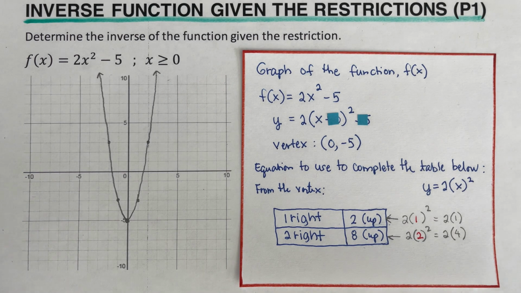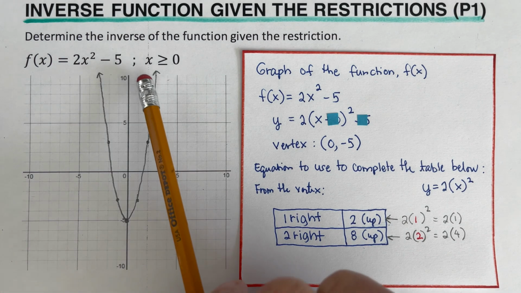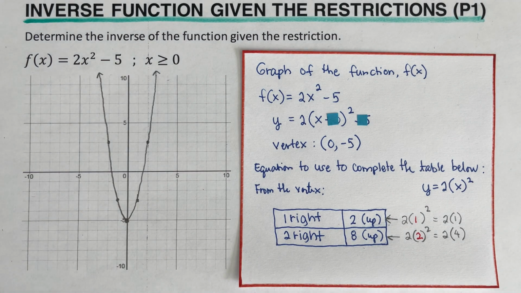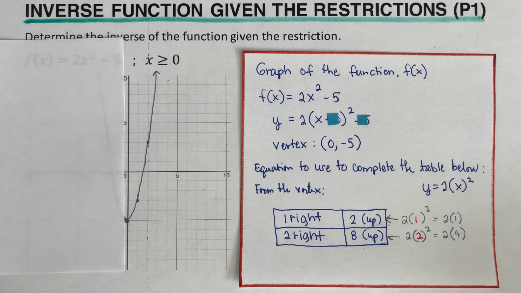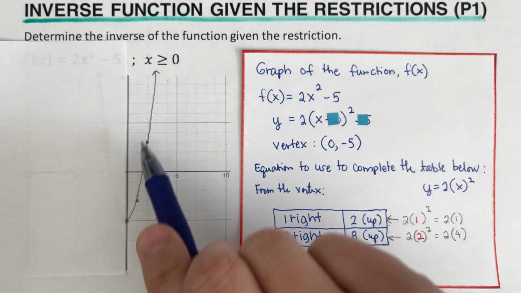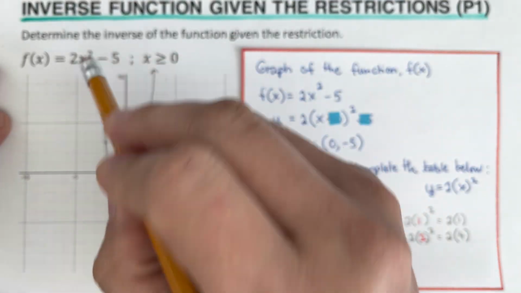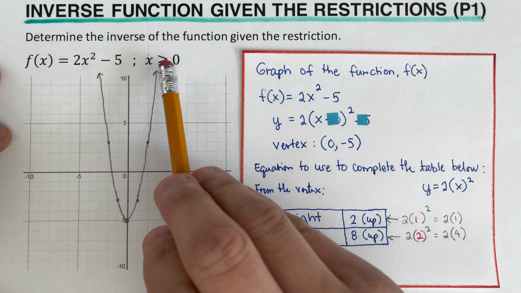That is the reason why it has to be restricted. Restricted means we only consider a part of this graph. It says here that it should only be x is greater than 0. So when we say x is greater than 0, we are going to pick the values greater than 0. So the x is 0 right there, and anything that is greater would be the only one that we consider. So we can go ahead and erase this part right here, since this is not part of the restriction.